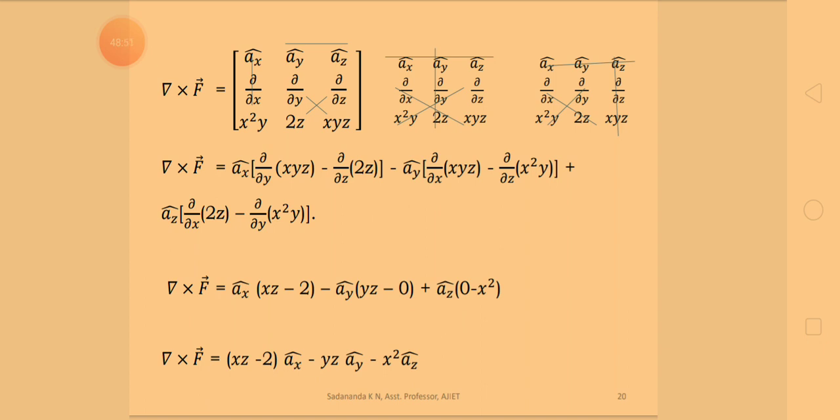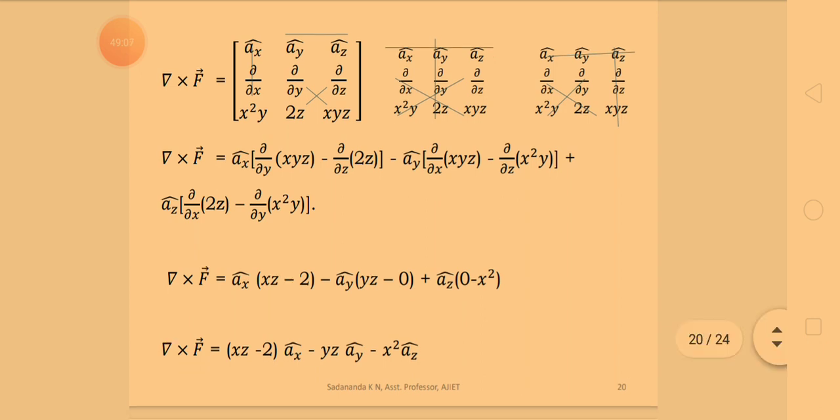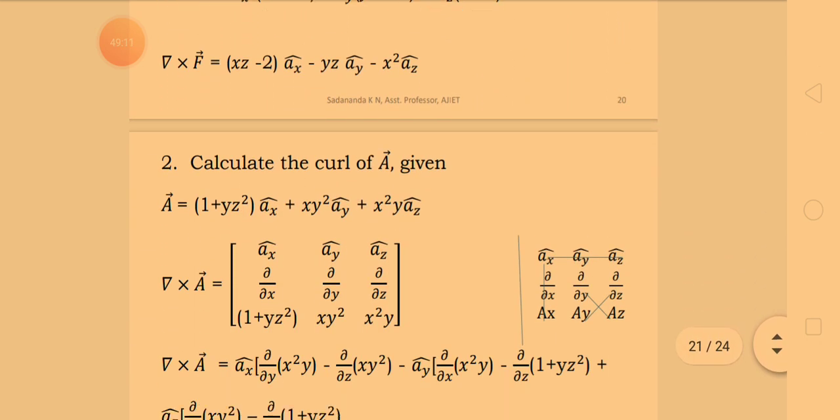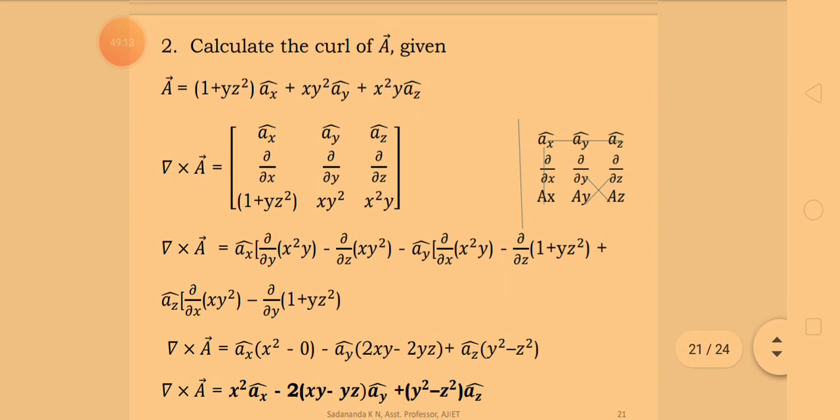So curl f is equal to (xz minus 2) ax cap minus yz ay cap minus x square az cap. This is how you can solve the curl of a vector f. This is the solution for the curl f. This is the rotating effect of the vector f.